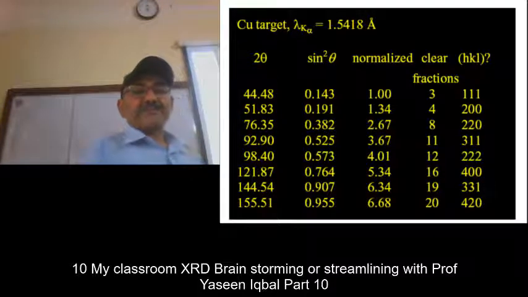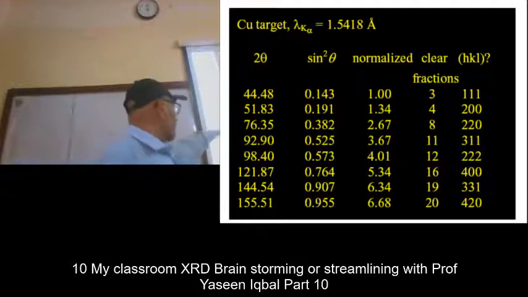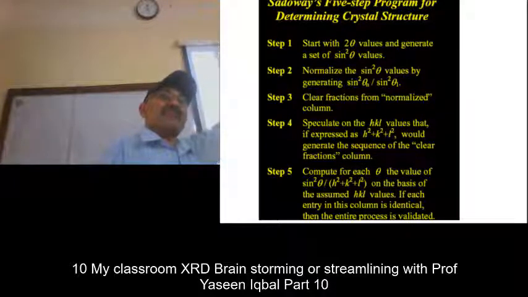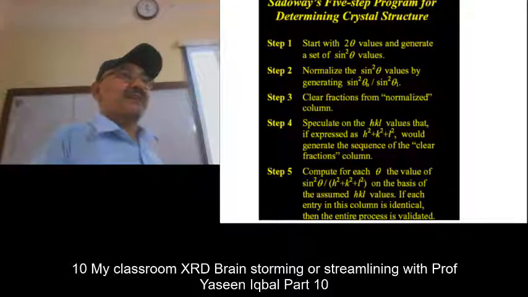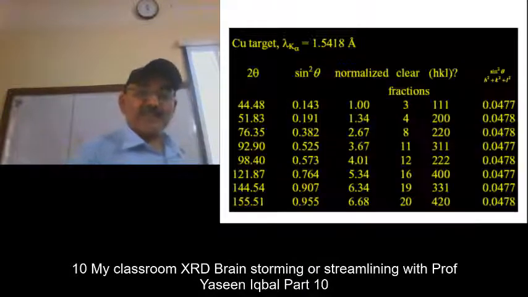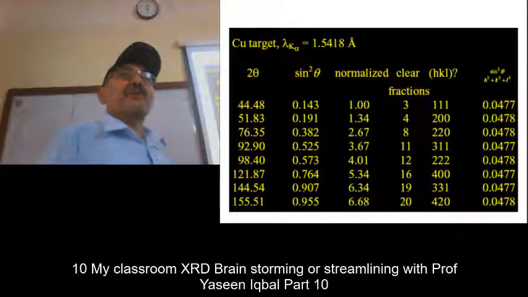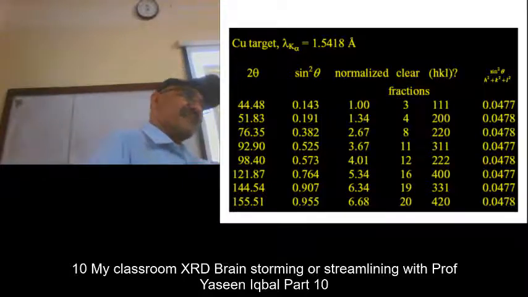Then compute for each theta the value of sine square theta over scale on the basis of the assumed scale. If each entry in this column is identical, then the entire process is validated. If you remember from your old mathematics, that if you can revise the process and it gives you the same value, this means your calculation is correct. And you determined the Miller indices only from angles by this method.